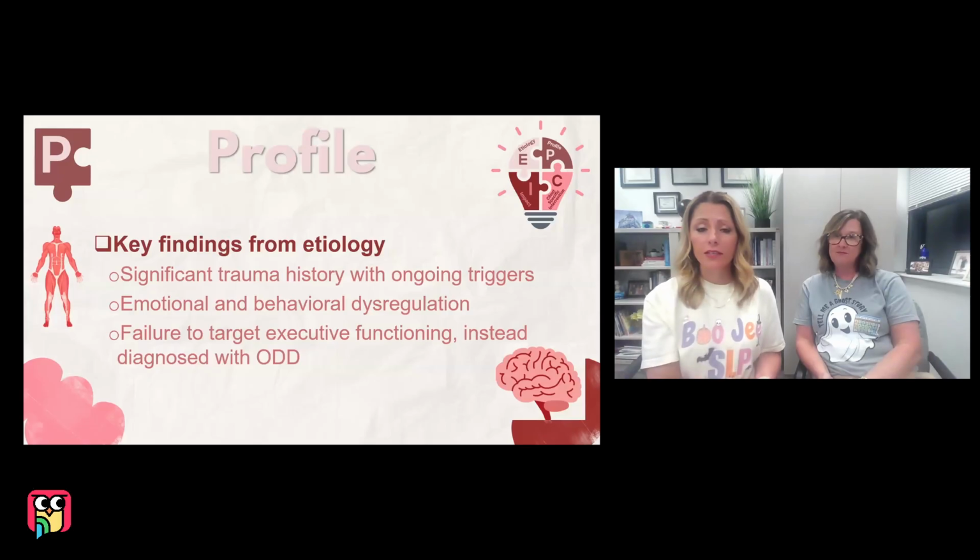So the key takeaways from the etiology: he has a significant trauma history with ongoing triggers, as Beth said. He has emotional and behavioral dysregulation, which is why he's been kicked out of schools and moving around quite a bit. And there's been a failure to target his EF skills. Instead, they've diagnosed him with ODD and aren't really treating the EF issues.